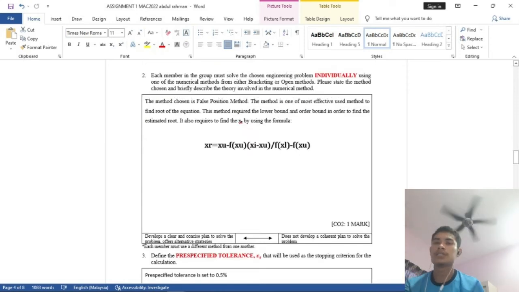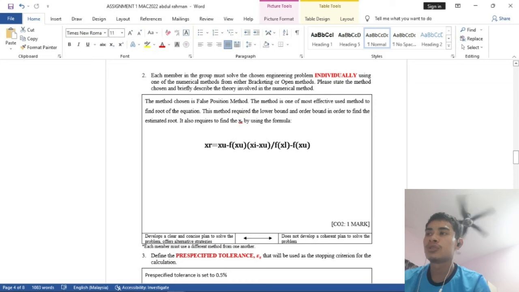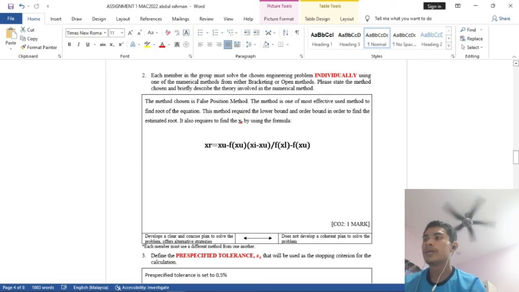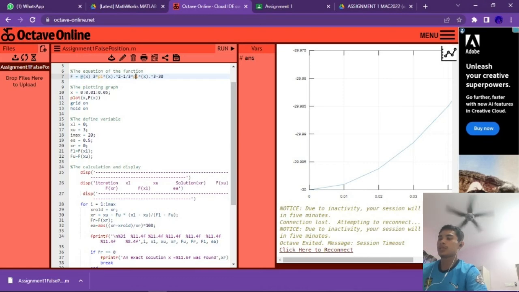The method that I chose for this case study is the false position method. This method is one of the most effective methods to find the root of an equation. It requires the lower bound and the upper bound in order to find the estimated root. To find the estimated root, we use the formula xu minus f(xu) times (xl minus xu) divided by f(xl) minus f(xu). Next I will explain about the coding that I use for the false position method.